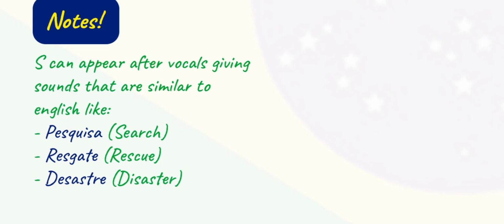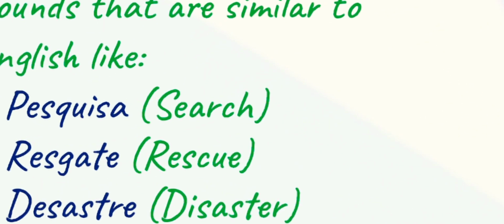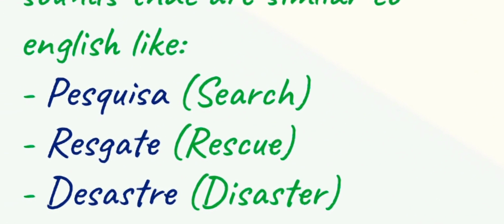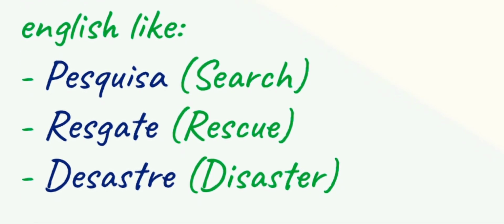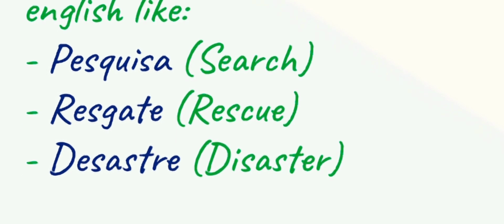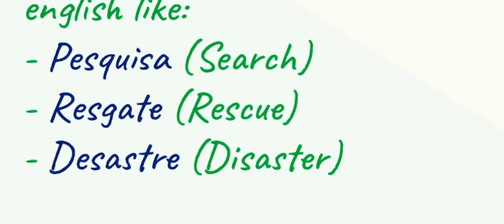And we have a note similar to R: S can appear after vocals giving sounds that are similar to English, like pesquisa, search. So pesquisa, look at that, quisa, S with sound of Z, because it's between two vocals, between E and A. And we have also Q-U-I, like we taught in the last class. We have resgate, rescue. So res, like rescue, resgate.